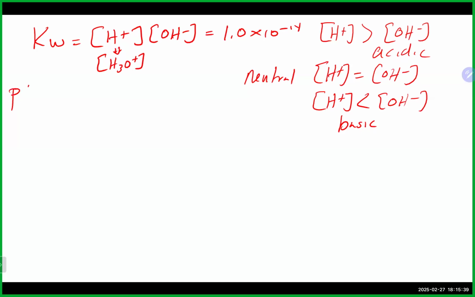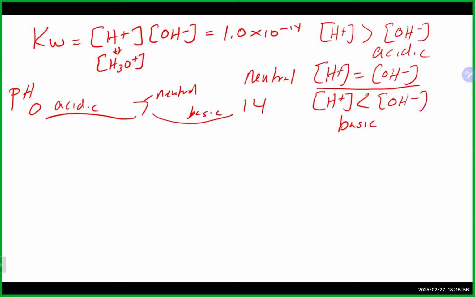We talked about the pH scale, and that runs from 0 to 7 to 14. And remember, below 7, it is acidic. Above 7, it's basic. And 7 really is neutral because of this relationship here.